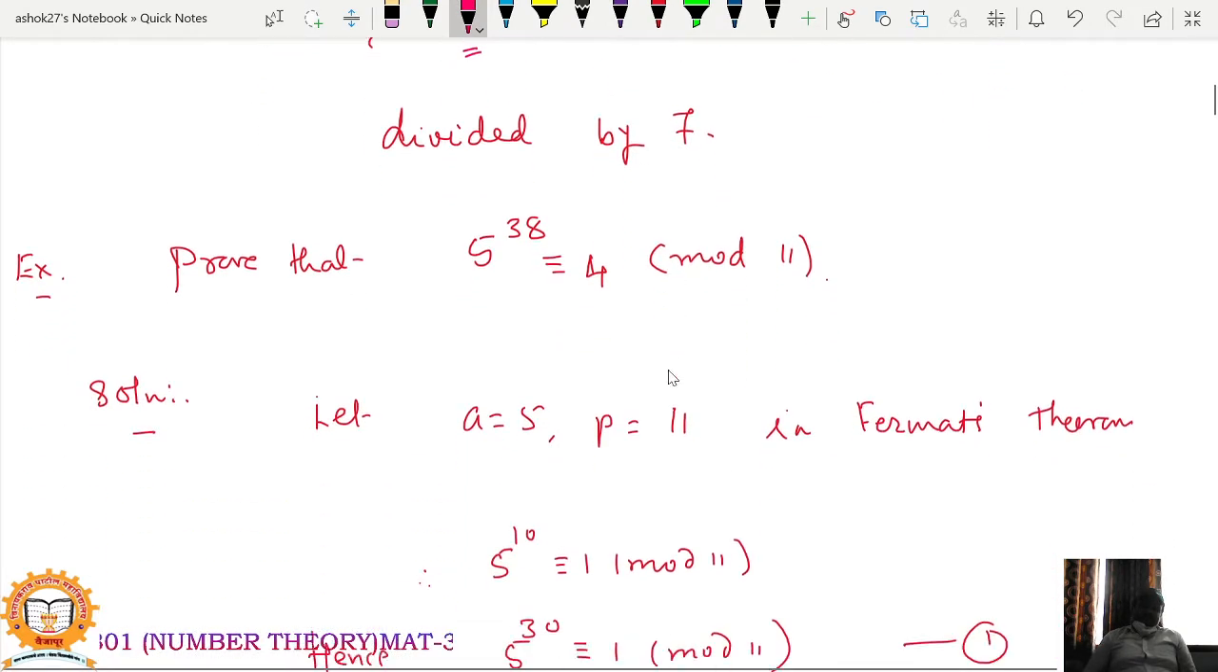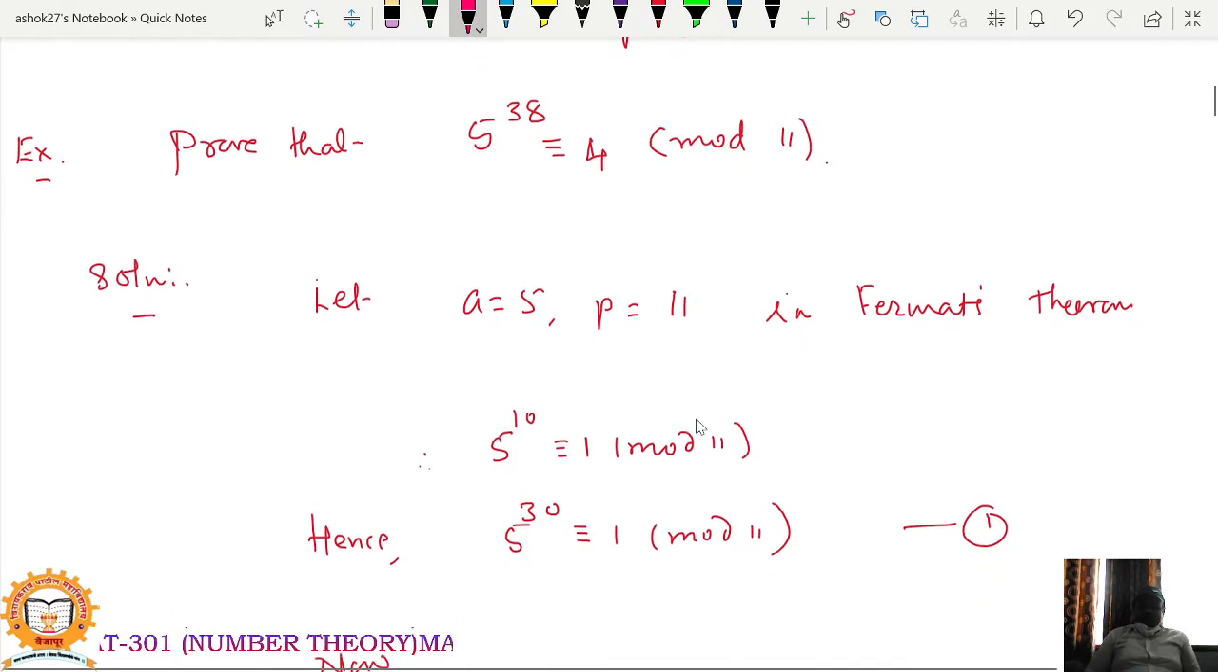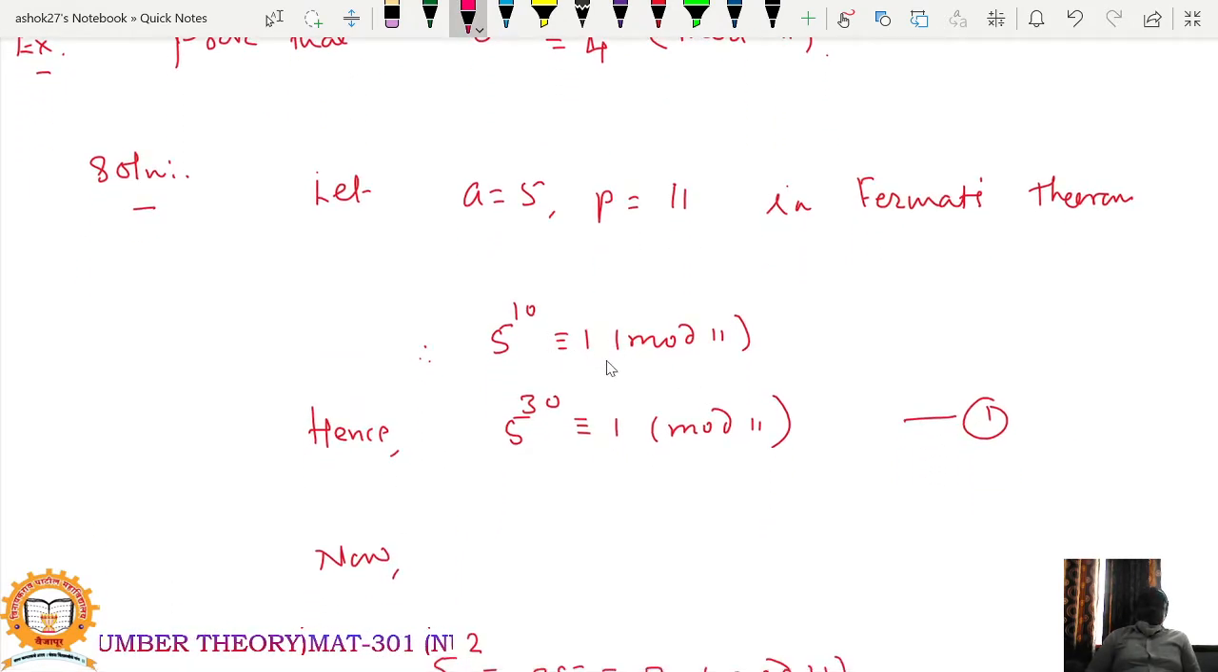So next example, show that 5 raised to 38 is congruent to 4 modulo 11. So again you can take a equal to 5, p equal to 11 in Fermat's theorem. So using that you will get 5 raised to 10 is congruent to 1 modulo 11. So taking the third power of both sides, you will get 5 raised to 30 is congruent to 1 modulo 11. So let us call this equation 1.